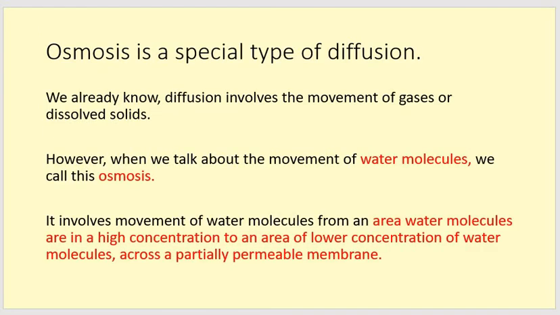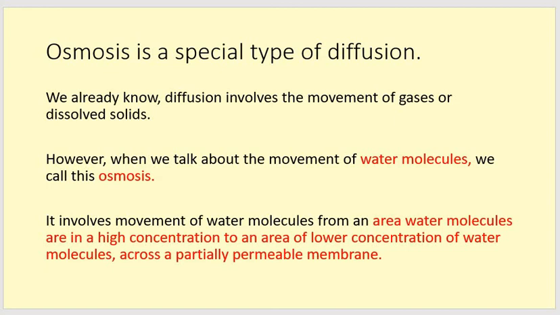So first of all, osmosis is similar to diffusion because it involves the movement of particles again. However, osmosis is only involving the movement of water molecules, where diffusion is the movement of gases or of solids dissolved usually in water. This is actually talking about water movement, and it involves the movement of water from an area where water molecules have a high concentration to an area where water molecules have a lower concentration, and once again it involves movement across a partially permeable membrane.